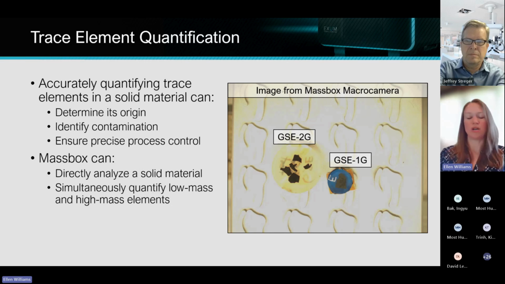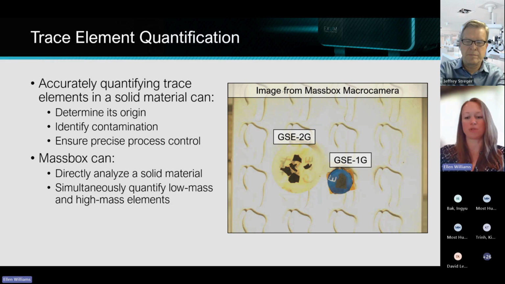But what I'm going to show here is a study where we quantified the results of the GSE-1G, that's one of the reference materials that you see on the right there, by using the 2G as a calibrant. So these are both certified reference materials. They're the black glasses that you can see mounted in some epoxy there. So we're analyzing the black part of it. And we have those certified values to know what the exact concentrations of these trace elements are.